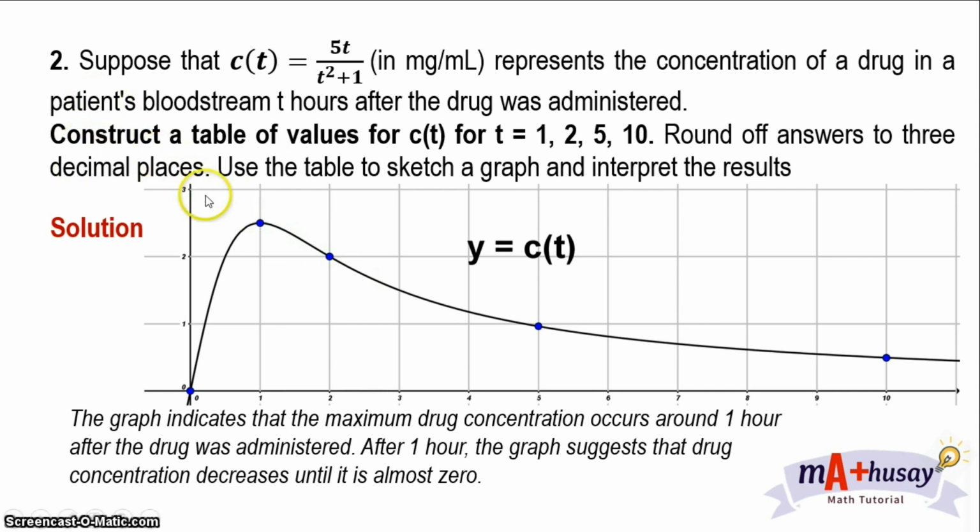So kung mapapansin nyo, pababa na yung concentration of drug sa body ng patient. So until it is almost 0. So kung i-compute pa rin up to ilang hours, malalaman natin na bumababa ang concentration of drug in a patient's bloodstream. So kung papansin niyo, ang function na ito ay isang halimbawa ng rational function.